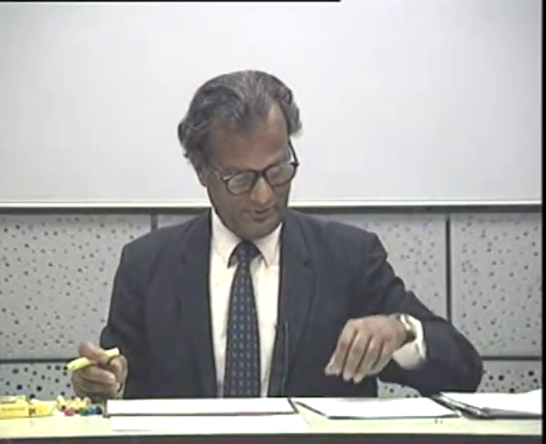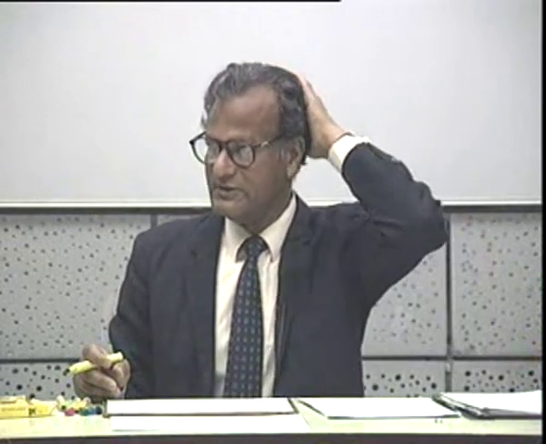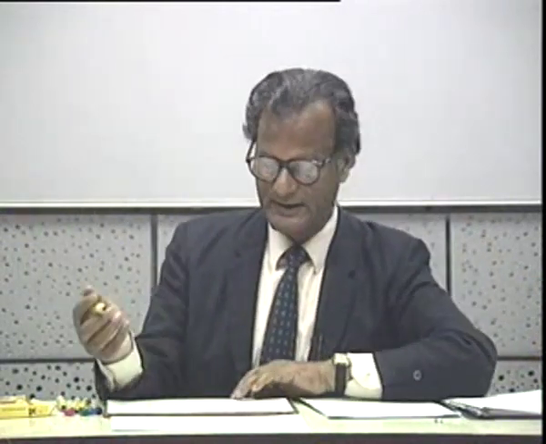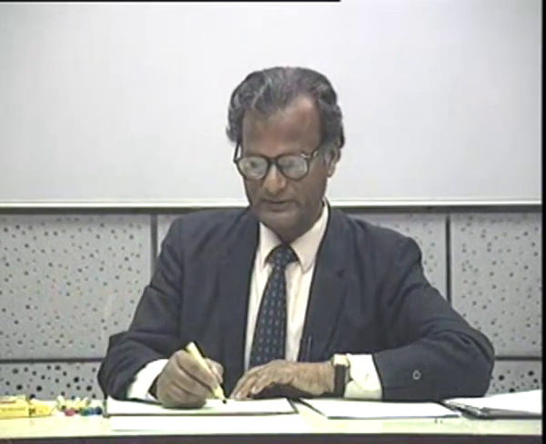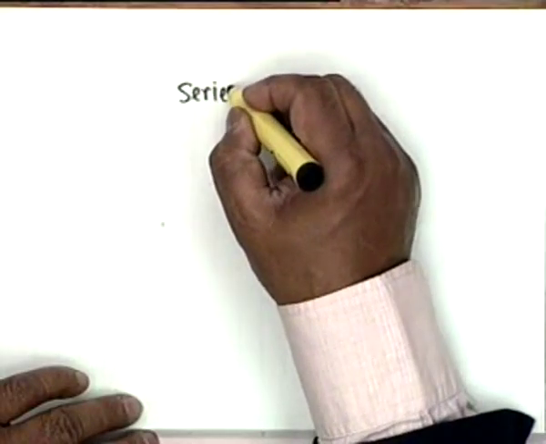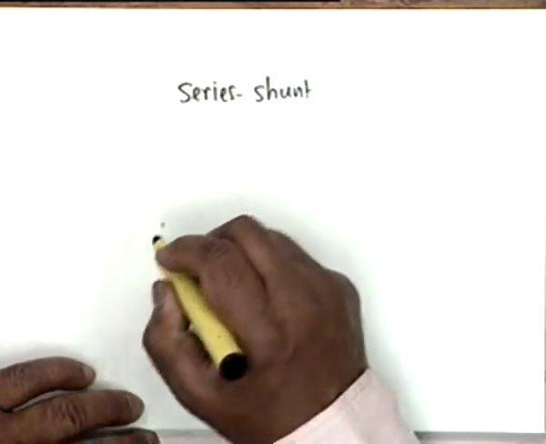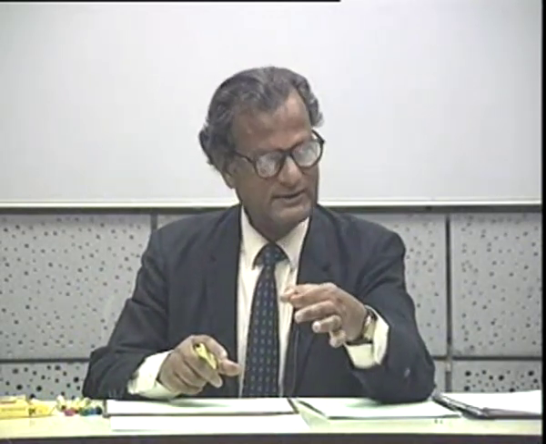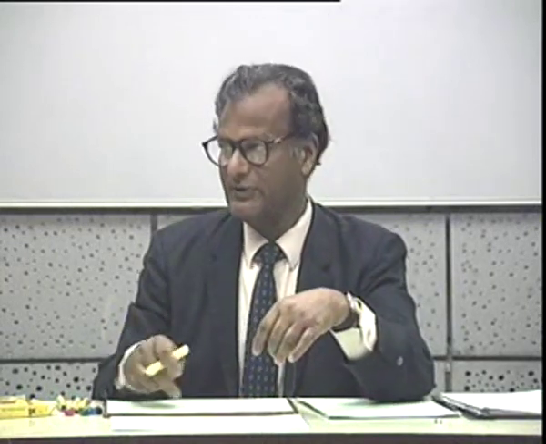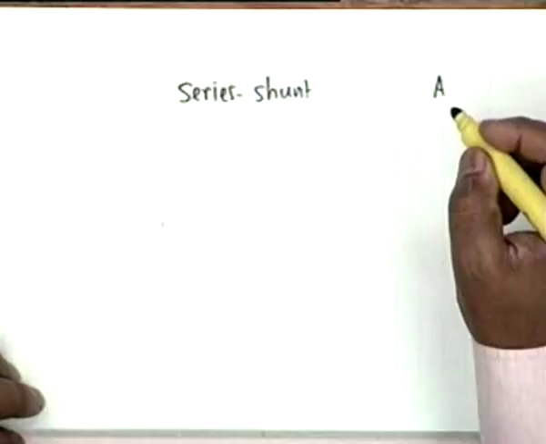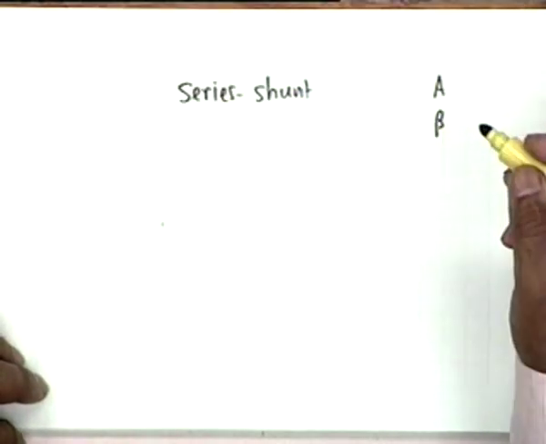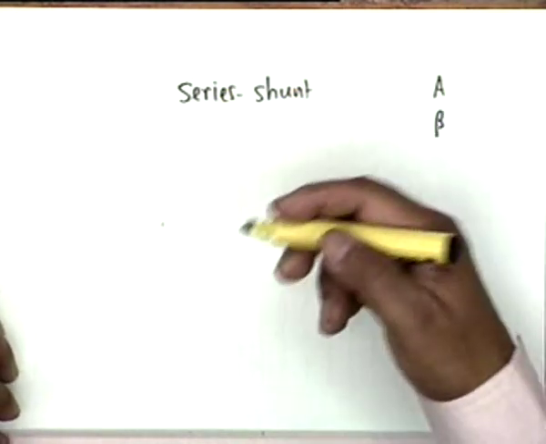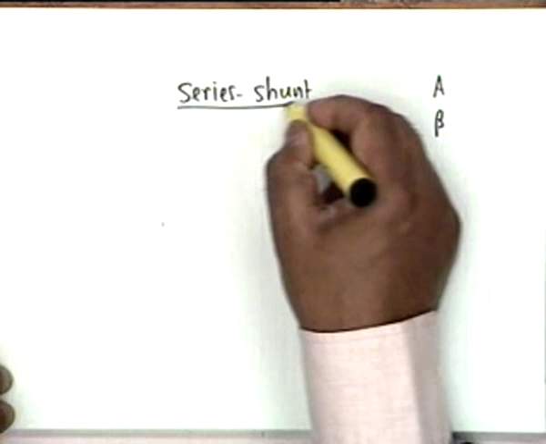Now, before we go to the identification of the A circuit and beta circuit, we shall take these four architectures one by one. First, let us say series shunt. We will see what the ideal architecture is and what the practical architecture is, and how the practical one can be modified to suit the ideal one for the identification of the A circuit and beta circuit. So, in the analysis of a feedback amplifier, all that you have to do is to identify the A circuit and the beta circuit. Once you do that, the gain, the input impedance, the output impedance, everything would be found out. Let's consider the series shunt.